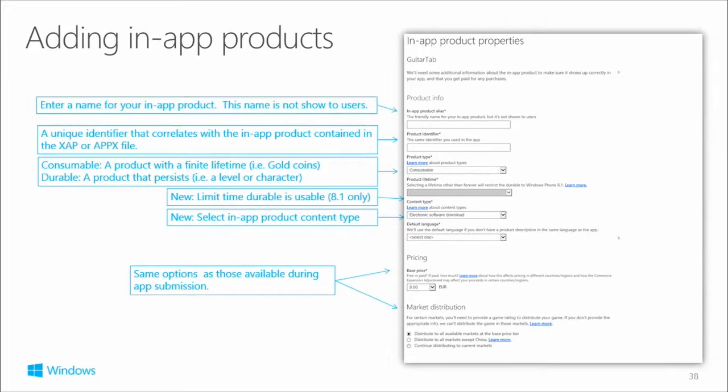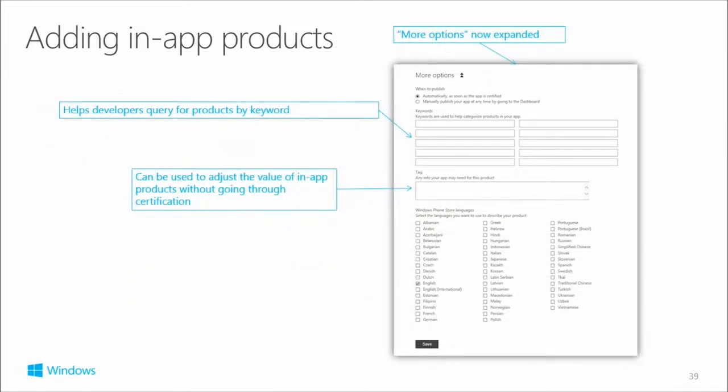You give it a name, you give it a unique identifier, you say whether it's a durable or a consumable, and then you can give it a time limit on a durable. Then you give a content type, which is of use to the user, so they can figure out what it is they're purchasing. And then you can set the pricing and which markets that product is available in.